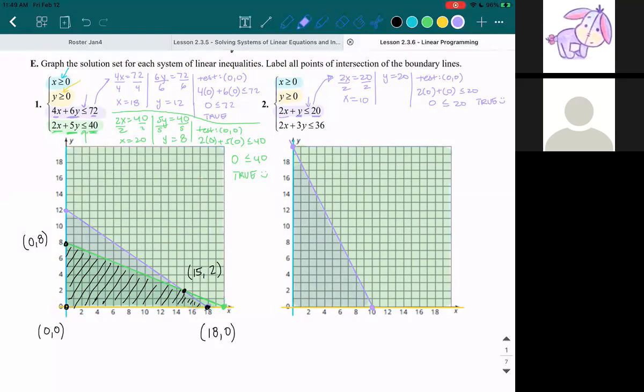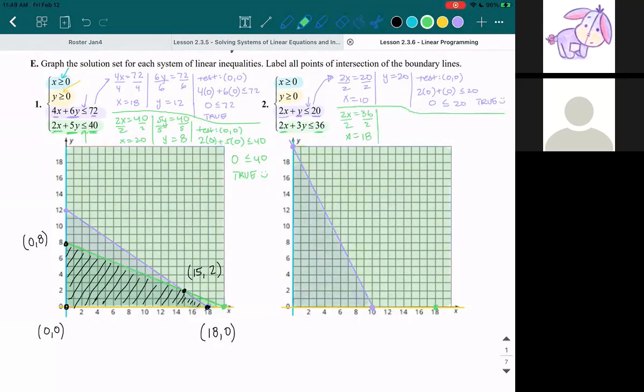Let's do our last one. Our last inequality is going to be done in green. Okay, so let me just draw a little line here. Let's find our x-intercept because this is in standard form. So we have the 2x and the 36. Divide by 2, we get x is equal to 18. So I'll put a dot over there where x is equal to 18.